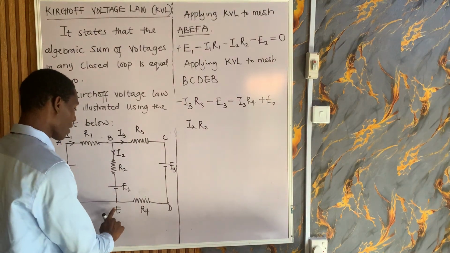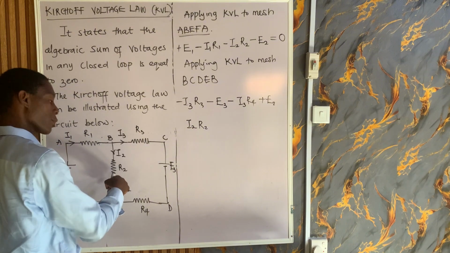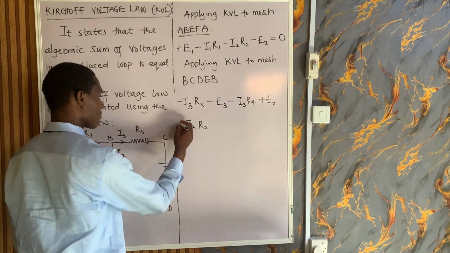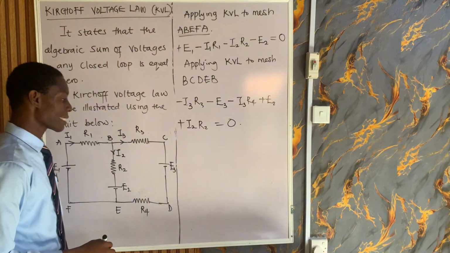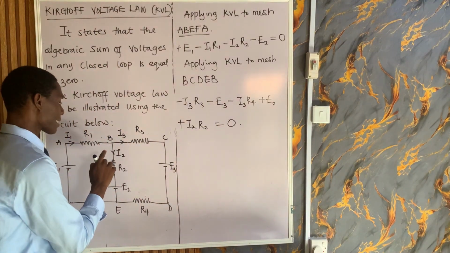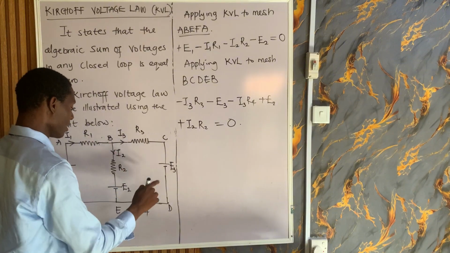Why? Because I'm going from E to B upward, while the current in this part is going downward. So that's about that. So it's plus, positive. I put plus here. Everything now equals 0.